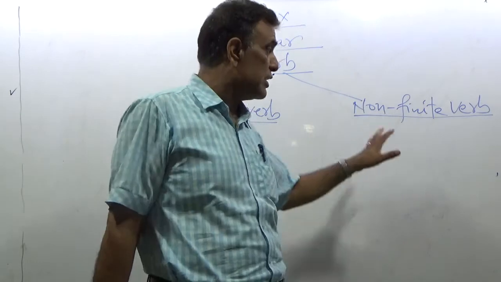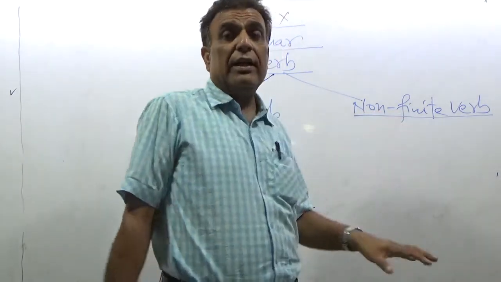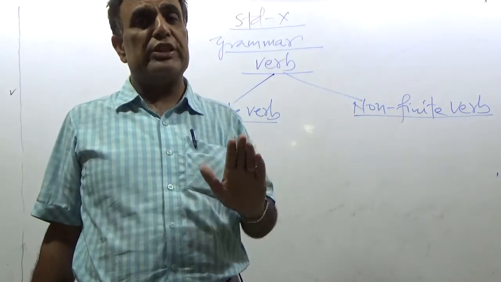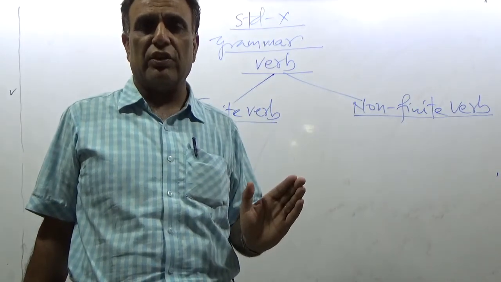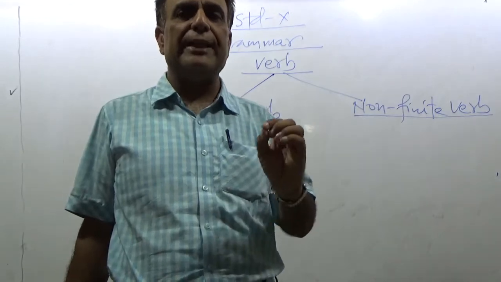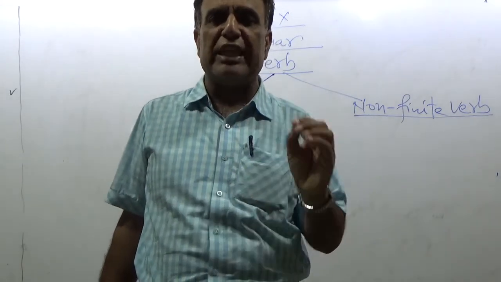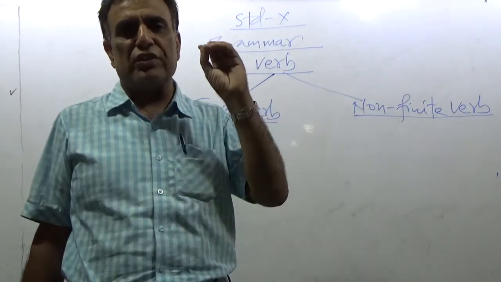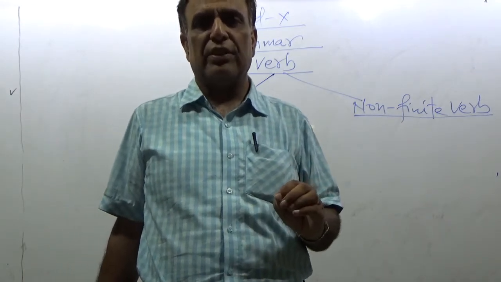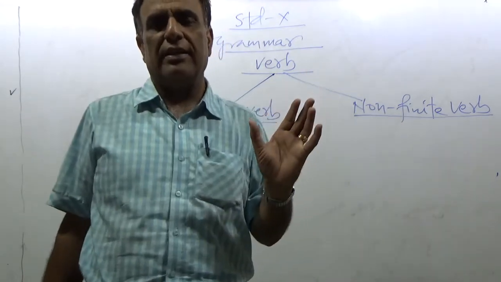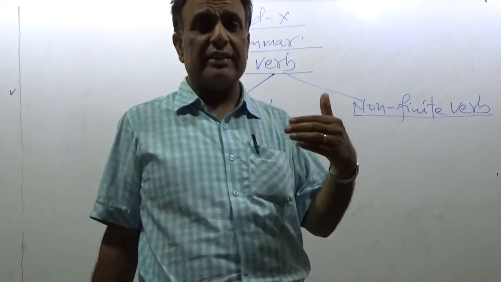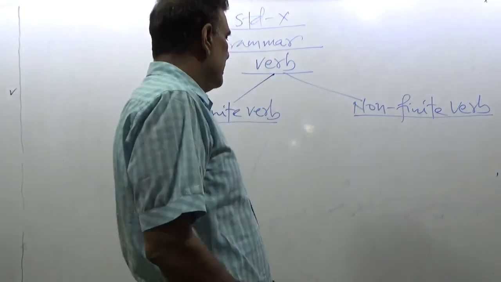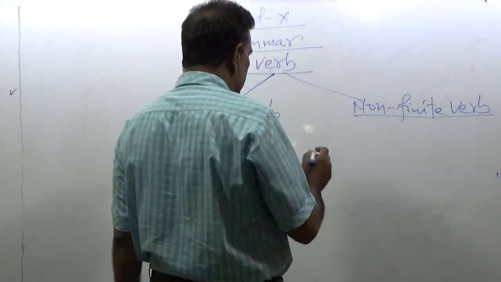Especially we have to understand non-finite. Non-finite verbs are those which are not directed or affected by a change in the subject, or a change in the person or number of the subject, or a change in the tense of the sentence. You can understand it through examples. Let us take some sentences.